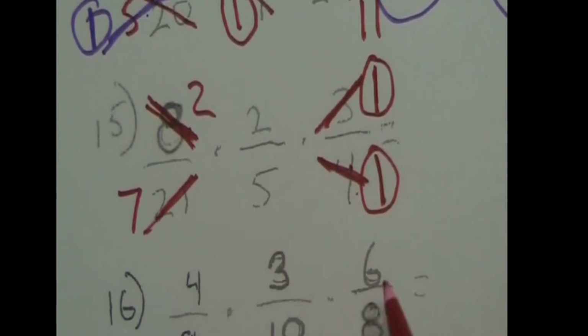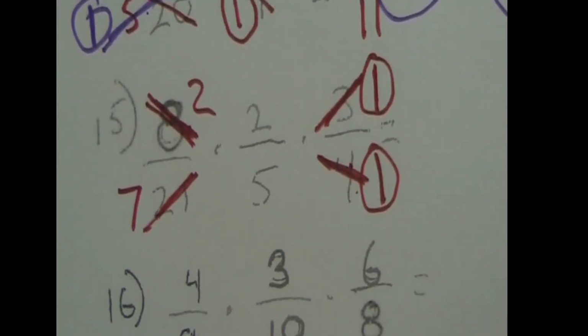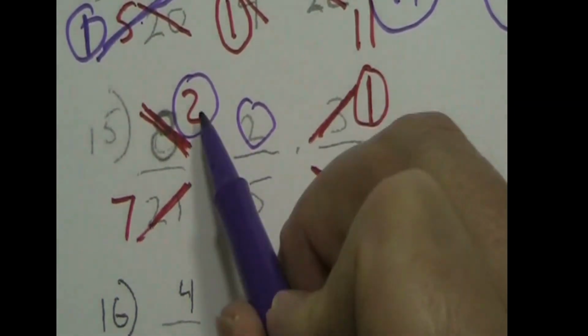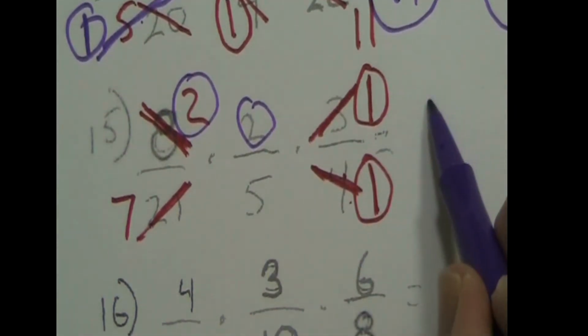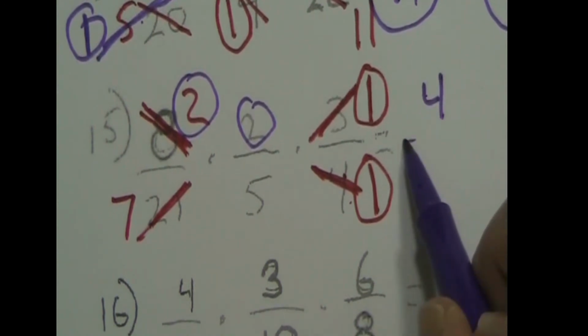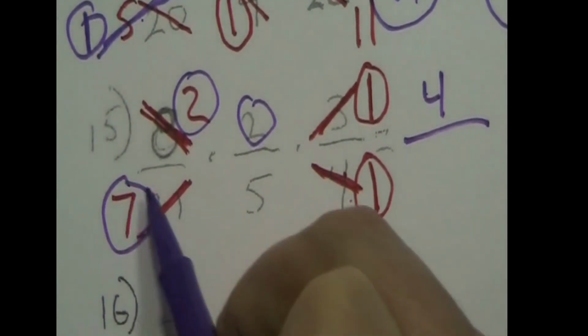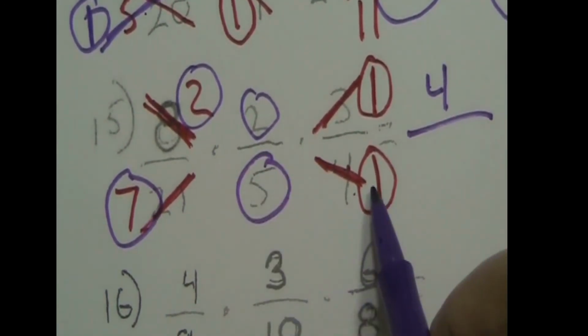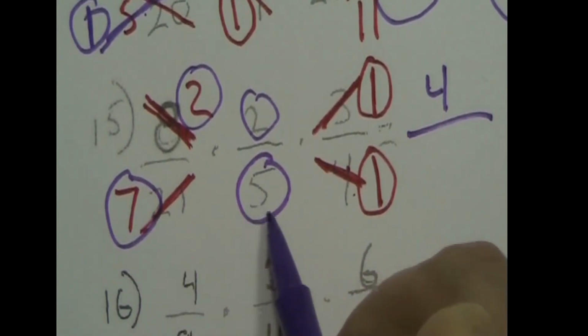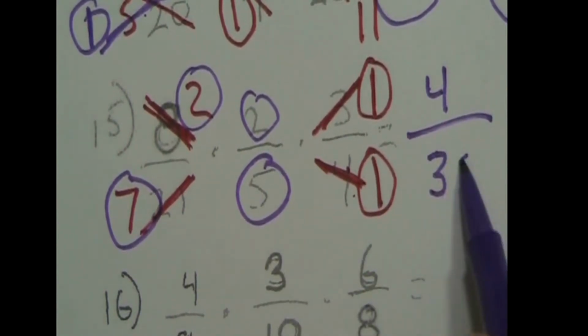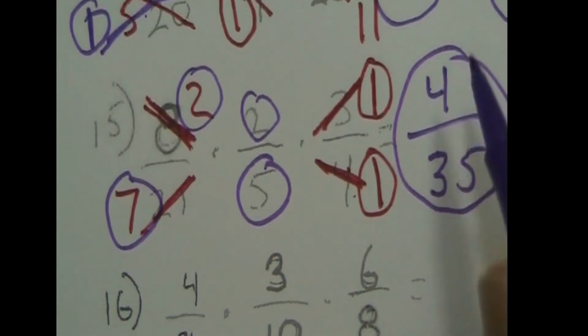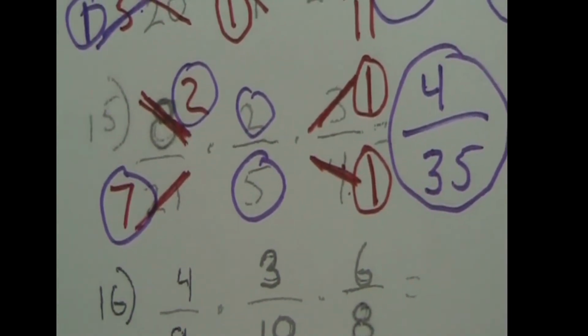I don't see anything else that could reduce, so I'm going to multiply on top. I have a 2, and a 1. 2 times 2 is 4, times 1 is 4. On the bottom, I have a 7, a 5, and a 1. That's 35. That's just 35. And that's it. You cannot reduce anymore.